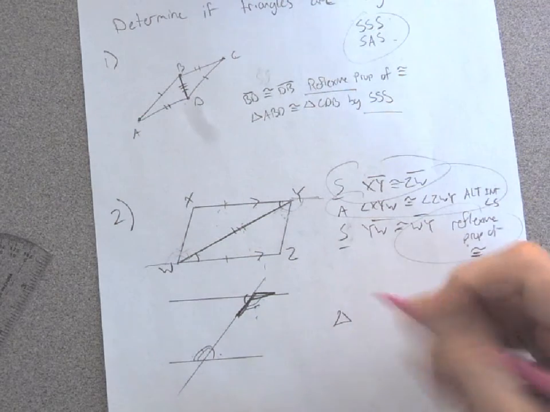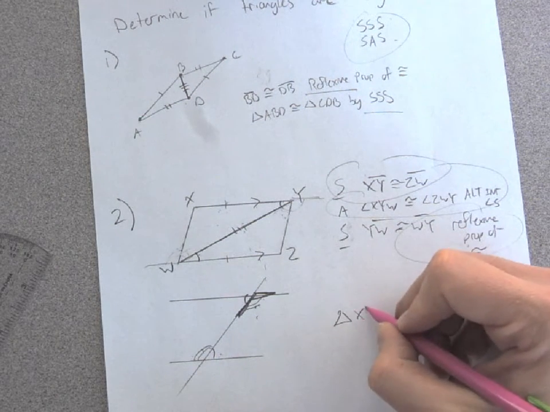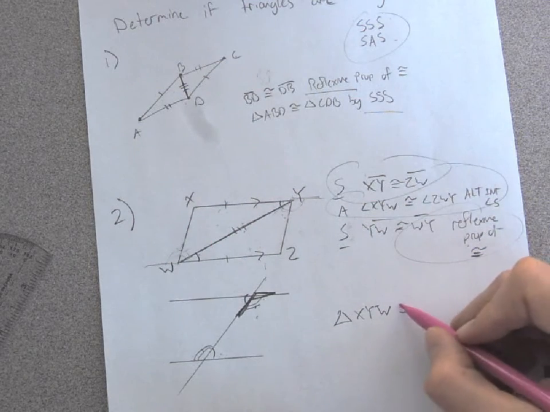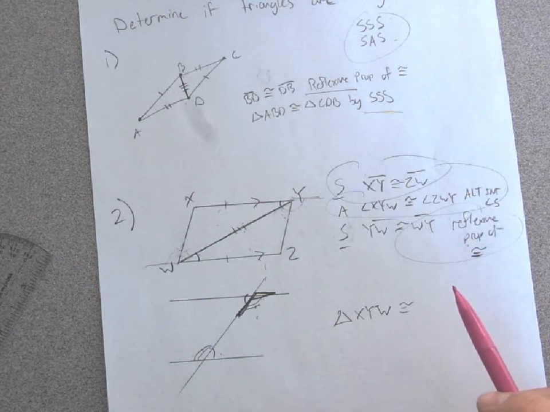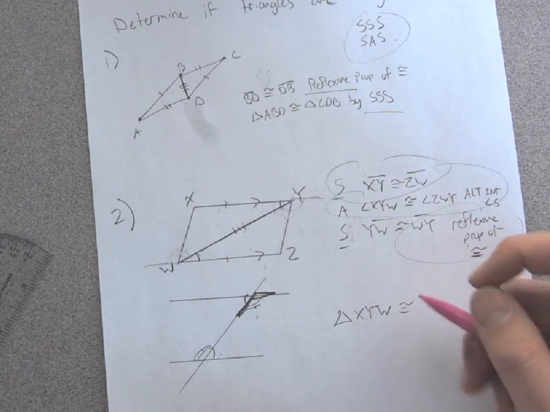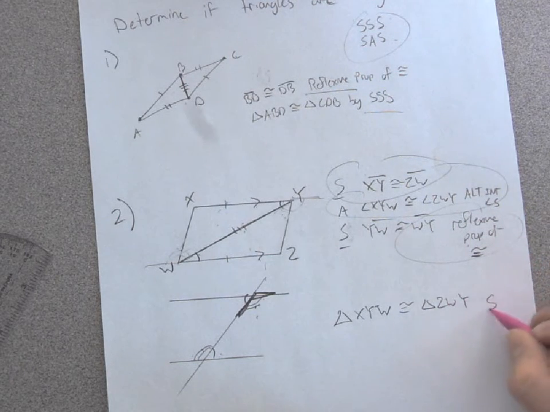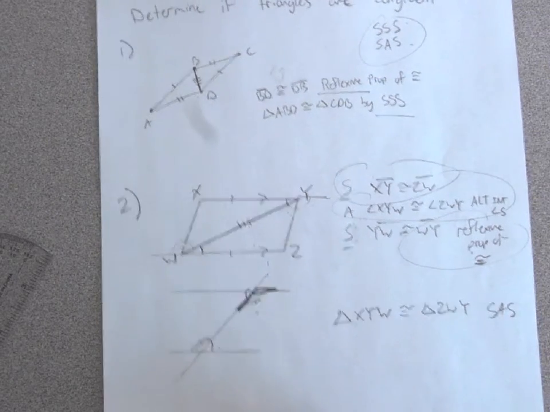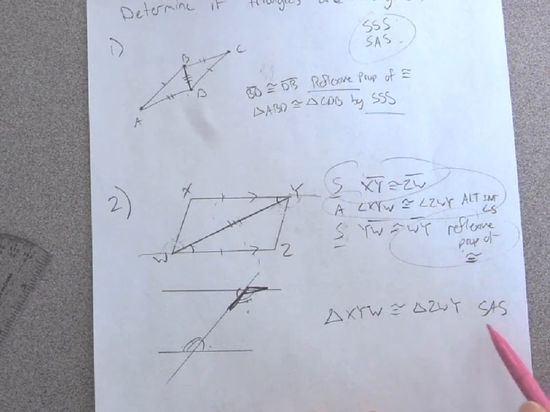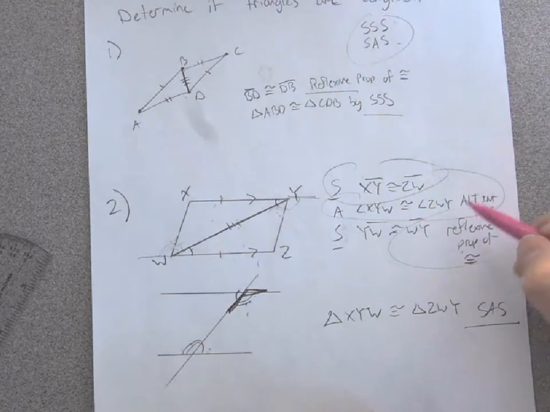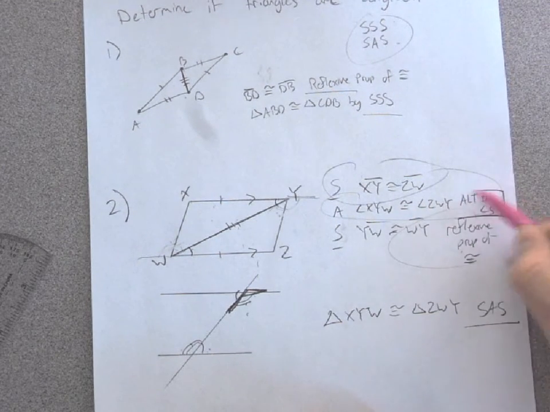So I would go ahead and conclude that triangle XYW is congruent to triangle ZWY, and it would be SAS. Okay, so in your homework, what I want to see is yes, they are congruent, and SAS is why, but I should also see the alternate interior angles theorem.